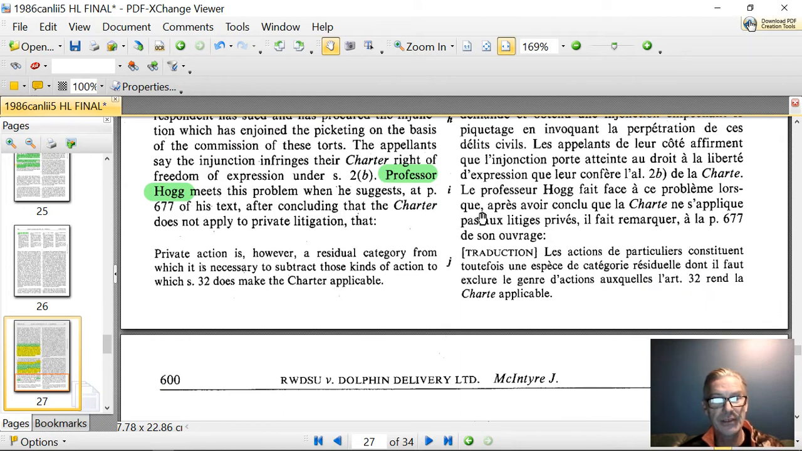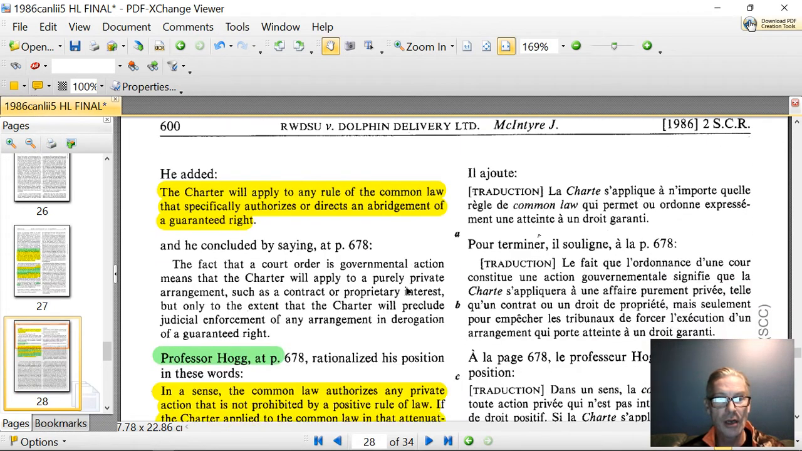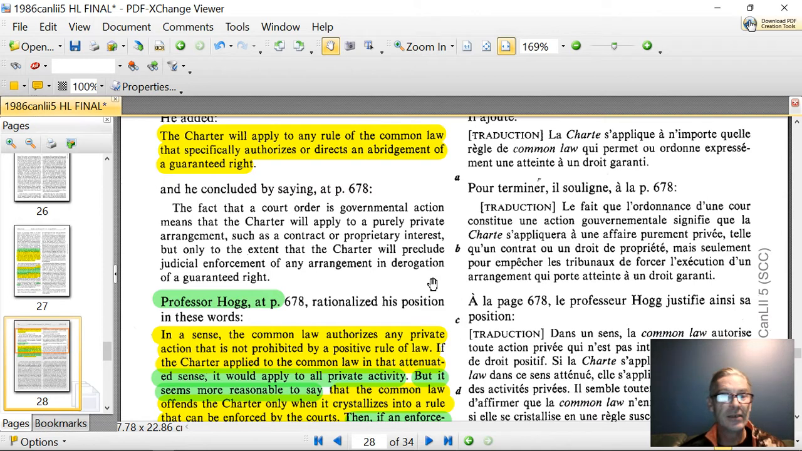And here they're citing Professor Hogg, who said, the charter will apply to any rule of the common law that specifically authorizes or directs an abridgment of a guaranteed right. While in common law, the duty is to do no harm. So does do no harm not include not infringing on someone else's rights?